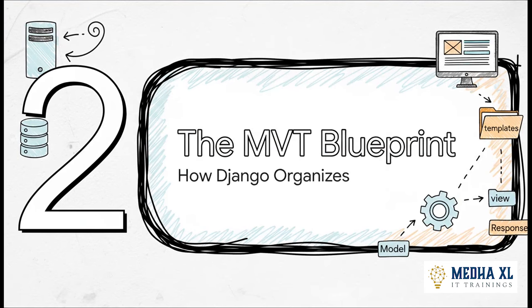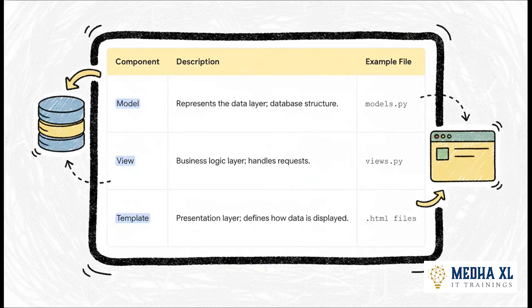So, how does Django manage all this complexity so elegantly? Well, it uses a special architectural pattern called MVT. That stands for Model, View, and Template. The best way to think about it is as the master blueprint for how your entire project is organized. Okay, let's break these three parts down because they're super important.